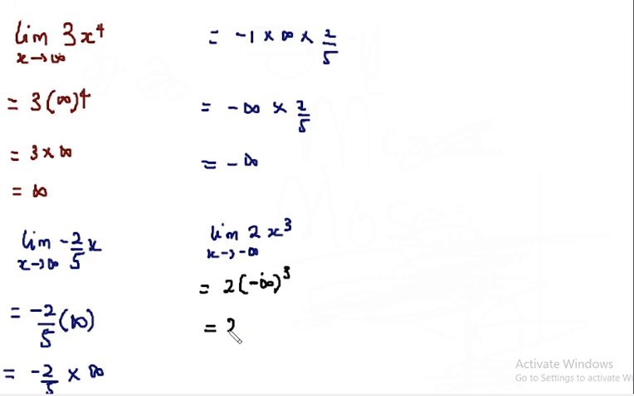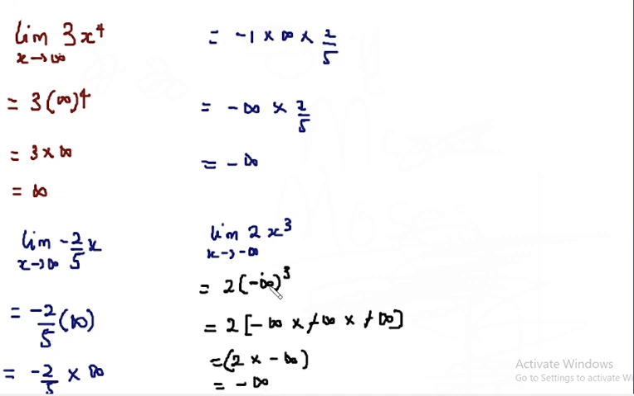So this is equal to 2 times negative infinity cubed. You can simply write it as negative infinity times negative infinity times negative infinity. Now minus can cancel out minus, but we'll still have another minus. So we have negative infinity times infinity times infinity. This is essentially 2 times negative infinity, and 2 times negative infinity is still equal to negative infinity.